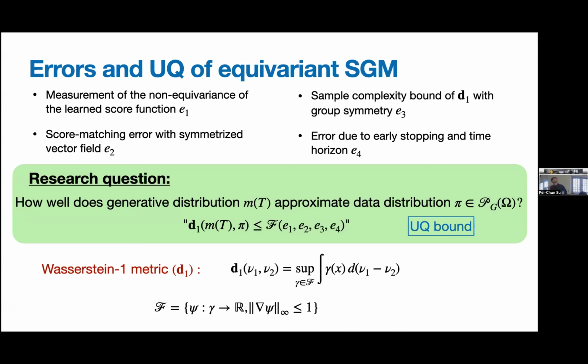And E2 is the score matching error with the symmetrized vector field. E3 is the sample complexity bound we saw in the first part of the talk, about the effect of doing data augmentation. And E4 is something independent of the number of samples, because you have some early stopping and time horizon. We'll mention later what this means.